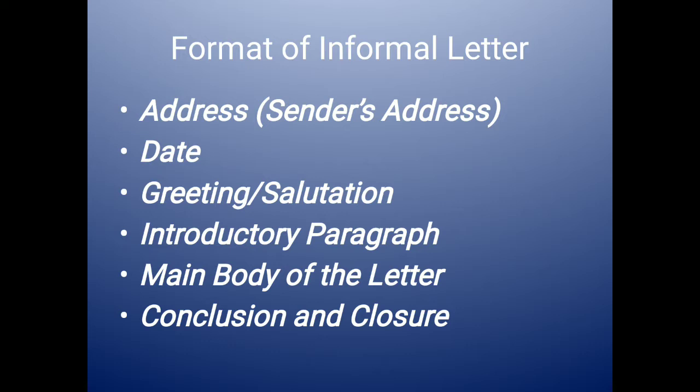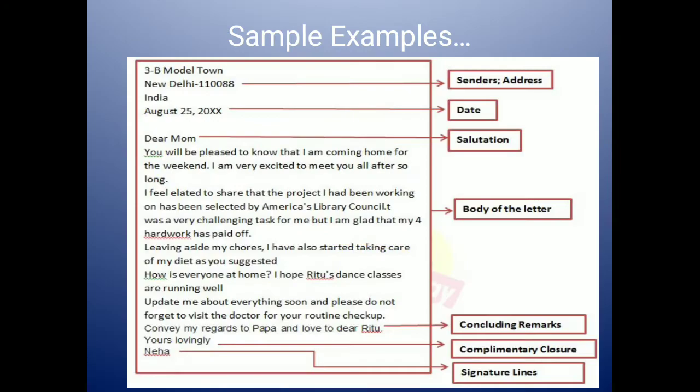These are the major parts of the informal letter. The first one is the address, the second one is the date, the third one is the greeting part, the fourth one is the introductory paragraph, the next point is related to the main body of the letter, and the last part is the conclusion and closure. So after discussing these parts, I would like to tell you in detail about the informal letter.